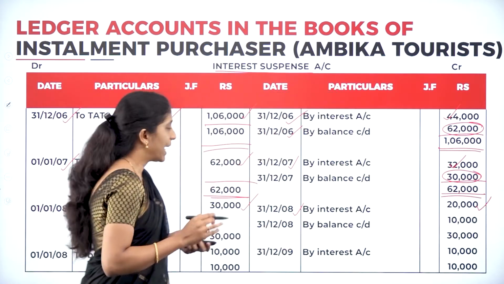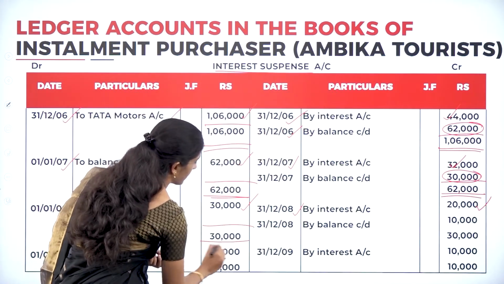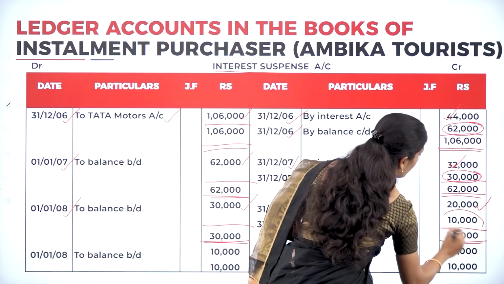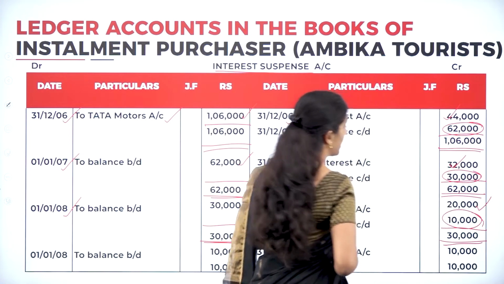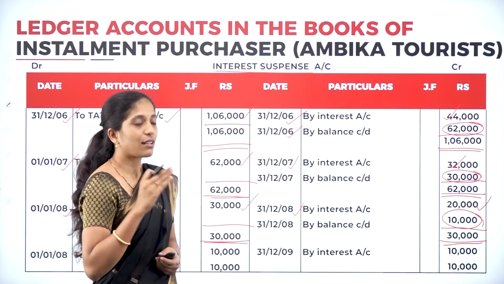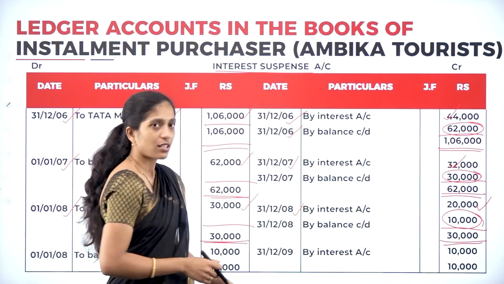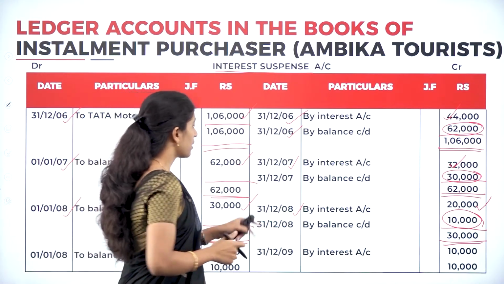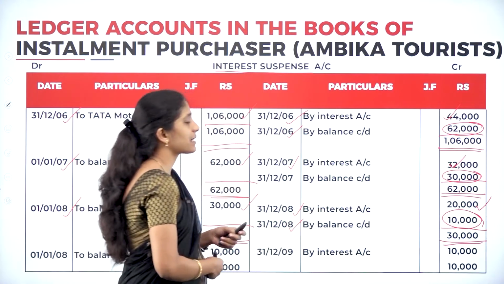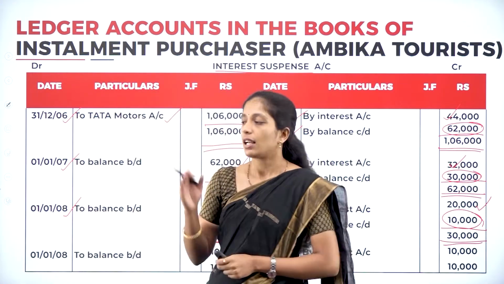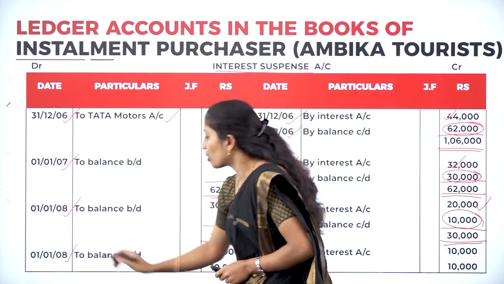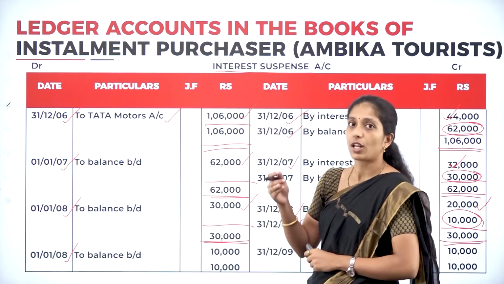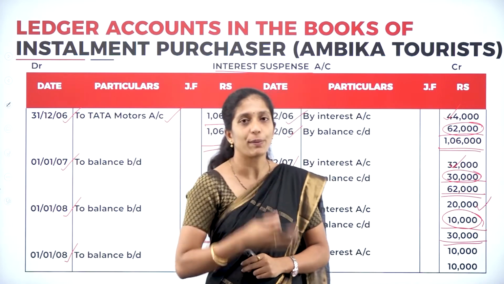Now as usual, balance both the sides. So on the debit side, it is 30,000, whereas on the credit side, you will get a balancing figure of 20,000. That is 30,000 minus 20,000, you get a balancing figure of 10,000. That amount has to be carried down for the next year. 31st/12/08 by balance carried down 10,000. Now come to the last year, 1/1/09, to balance brought down. How much? 10,000. Whatever the amount you have carried down, that has to be brought down.